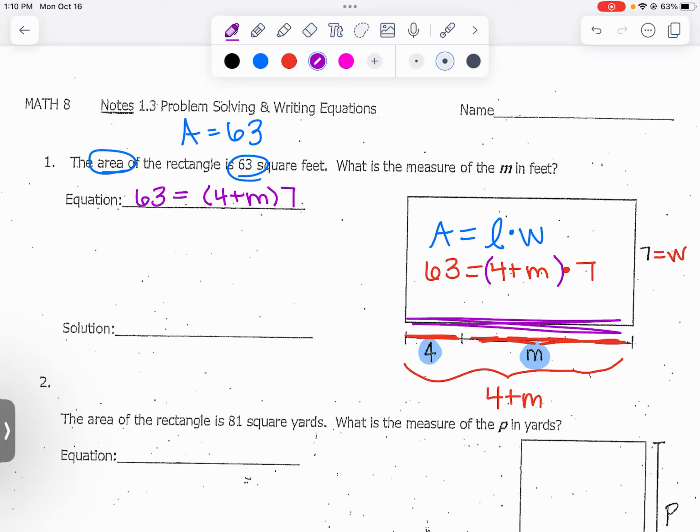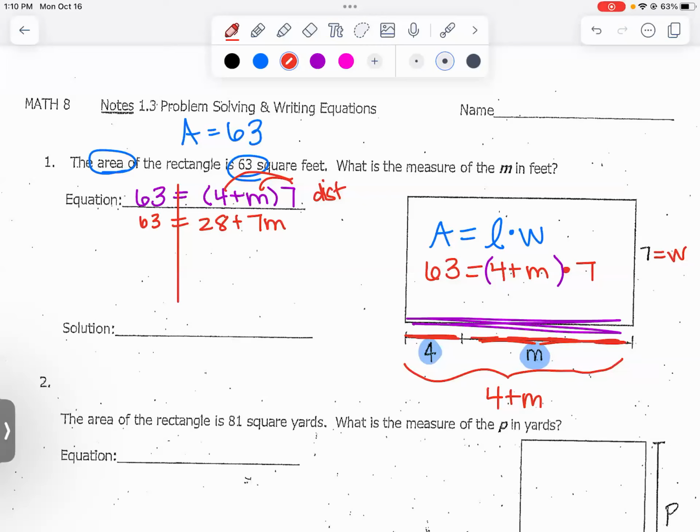All right, so let's follow our steps. What's the first thing we do? We need to distribute. I'm going to draw my fence. On the right side, we have 7 times 4 plus 7 times m. Do we have any like terms to combine? No. Do we have variables on both sides? No, we don't. So we can go straight to steps 4 and 5.